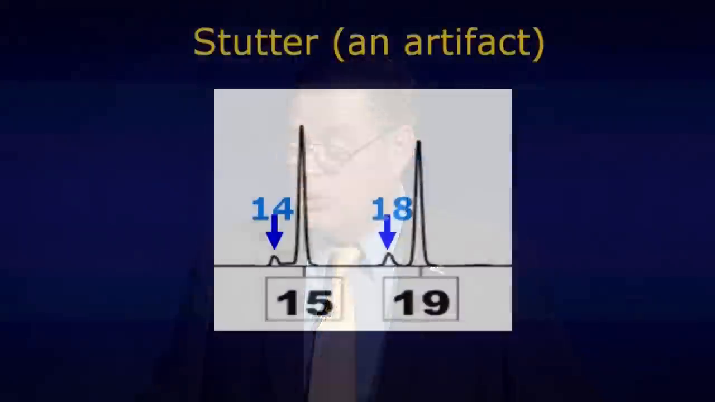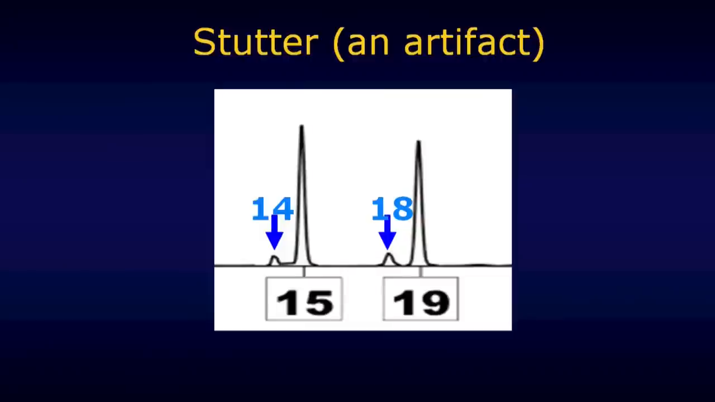They're fairly easy to recognize because stutter peaks tend to be found in the position immediately before the peak that gave rise to them, and they tend to be much smaller in height, or area if you prefer to look at your peaks from that perspective. So these two peaks, the 14 and the 18, are fairly easily identified as stutter peaks. In other words, they're identified as artifacts, and we're usually not that concerned about the possibility that they might correspond to DNA from some actual contributors to the sample. We recognize them by their position, we recognize them by their height.